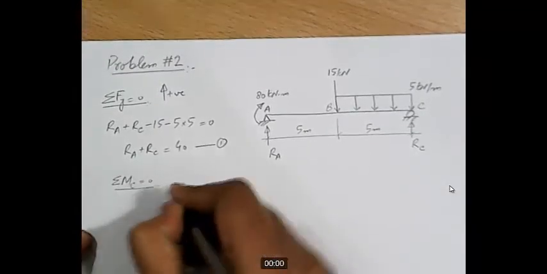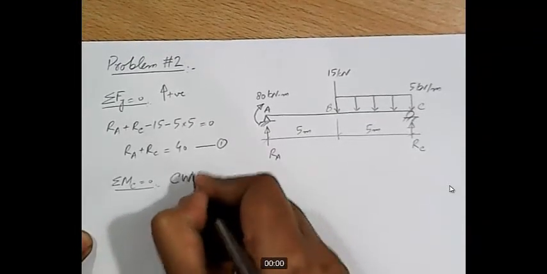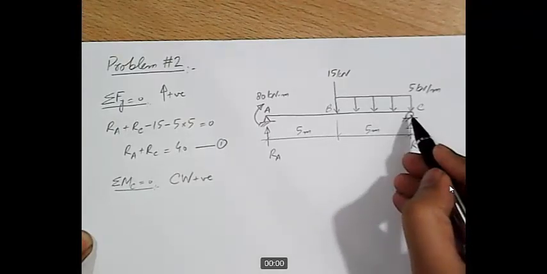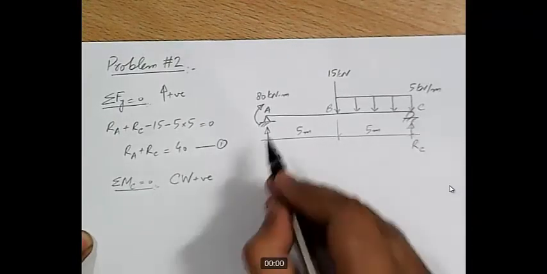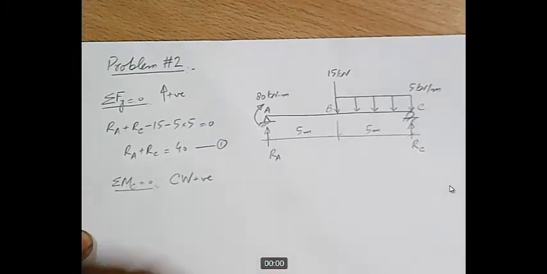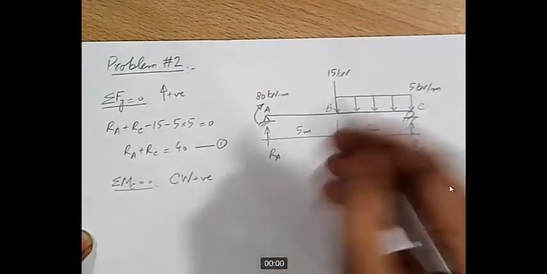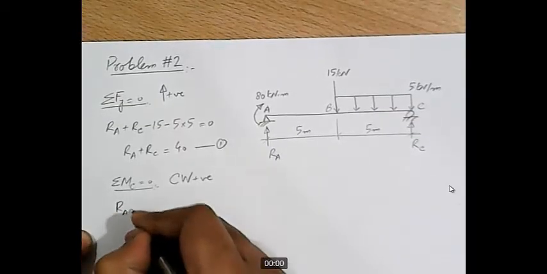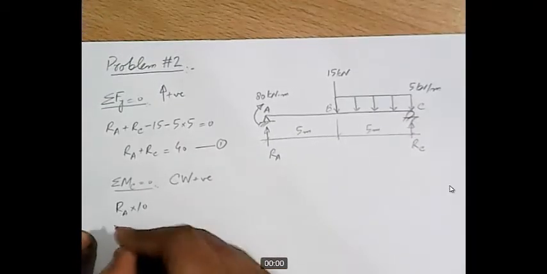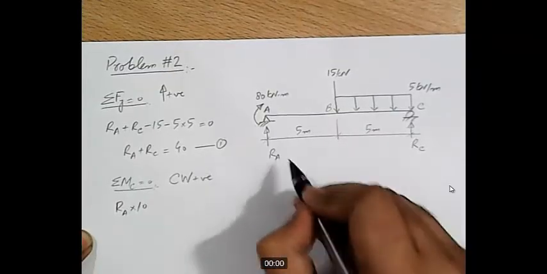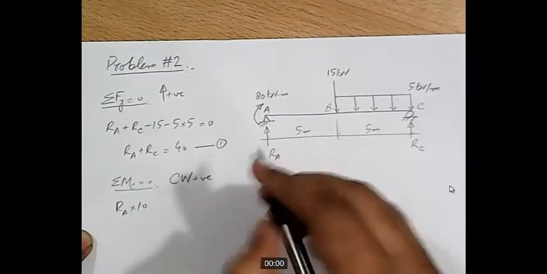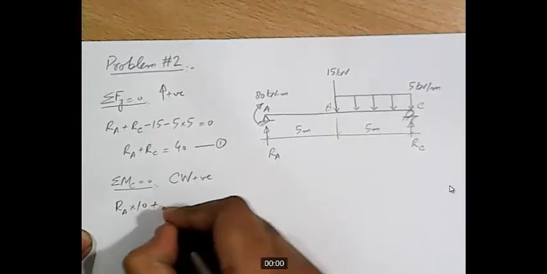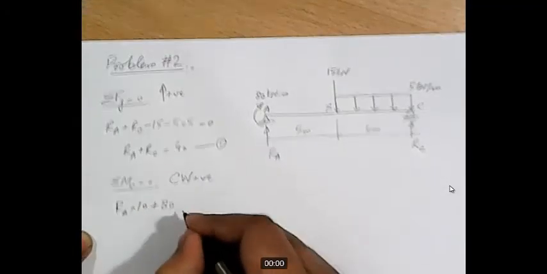and then we can apply second condition of equilibrium, sigma mc equal to 0 with clockwise movement as positive. So how many forces are generating movement about point C? If we start from end A, so Ra is producing movement in clockwise direction. Ra into 10, and then this movement, which is of 80 kilonewton meter magnitude, and it is in clockwise direction, so it should be taken as positive 80.